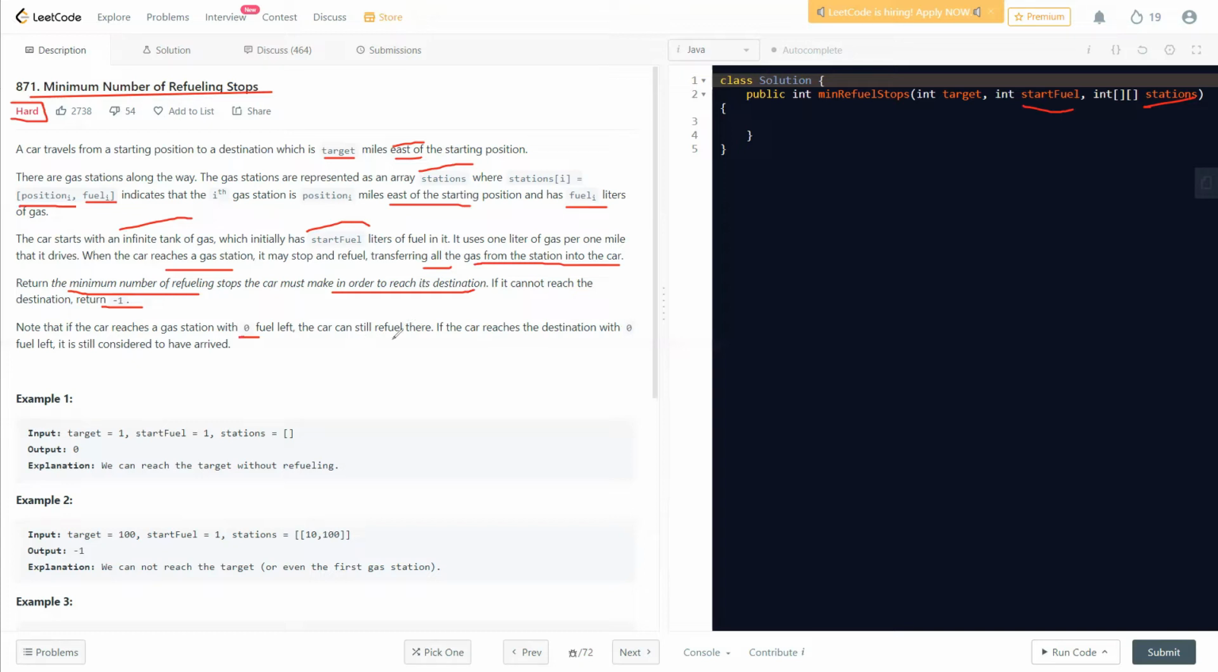Okay, by any chance, say the car reaches the gas station with zero fuel left. Okay, it can refuel there. So that's the idea. If the car reaches the destination with zero fuel left, it is still considered to have arrived. Okay, so that's the idea they are sharing with you.